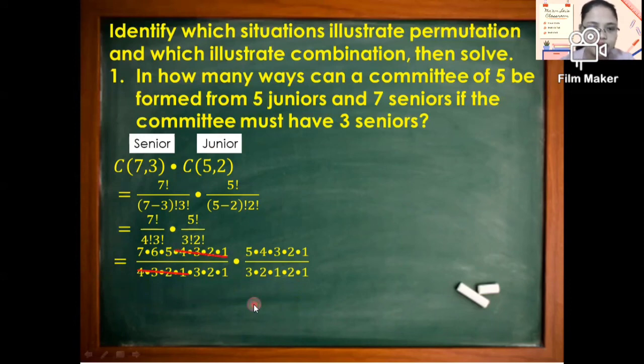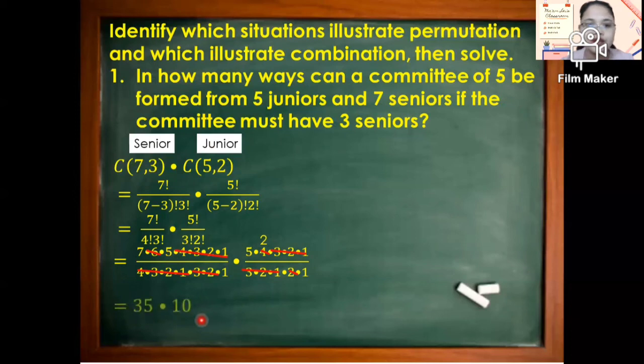Cancel. Pwede rin natin i-cancel ang 6 and 3 times 2. Meron pa. Dito naman sa kabila. 3 times 2 times 1. 3 times 2 times 1. Pwede rin ang 2 at ang 4. 4 divide 2 is 2. Ang natira dito, 5 times 2. So that will be 10. Ang natira dito, 7 times 5. And that will be 35. So you have now 35 times 10. 35 times 10 is 350. And that will be the answer. And this is an example of combination.